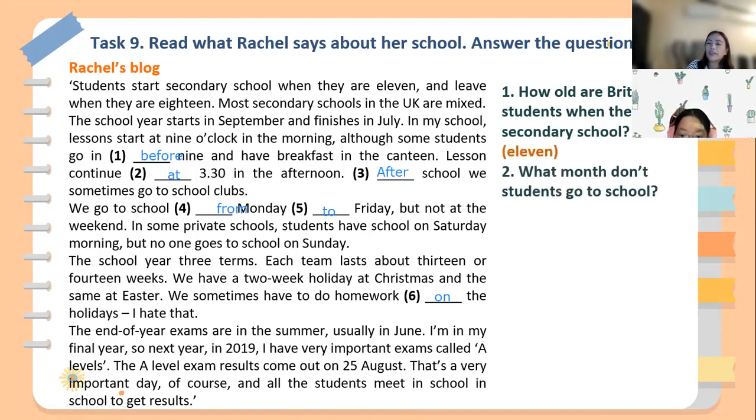Okay. What month don't students go to school? Sunday. What month? In October, November, August maybe, because the school year starts in September and finishes in July. August, no classes. Okay.